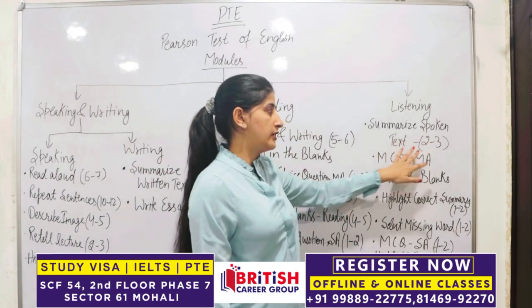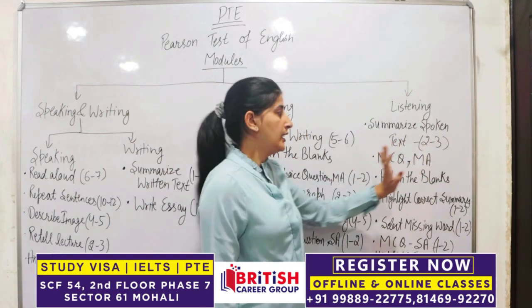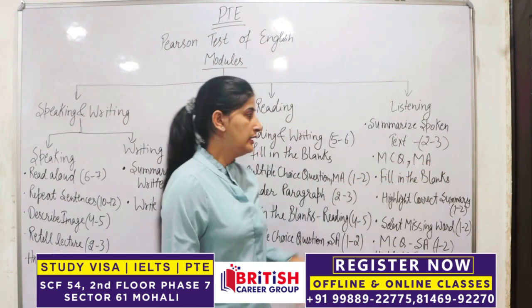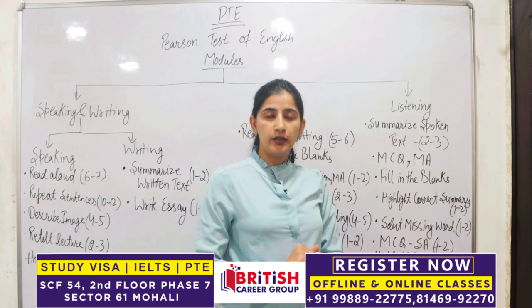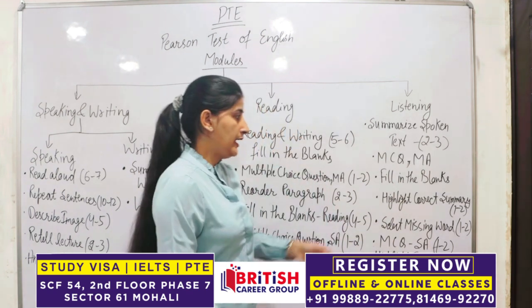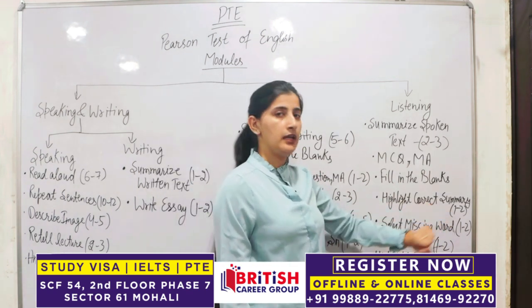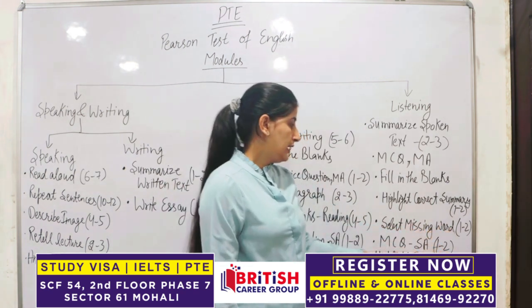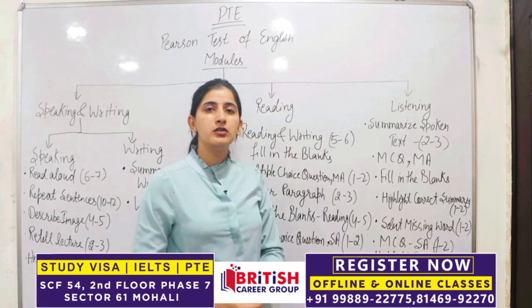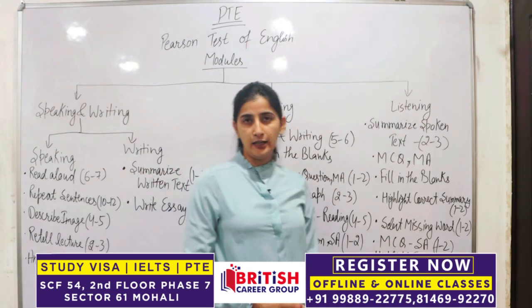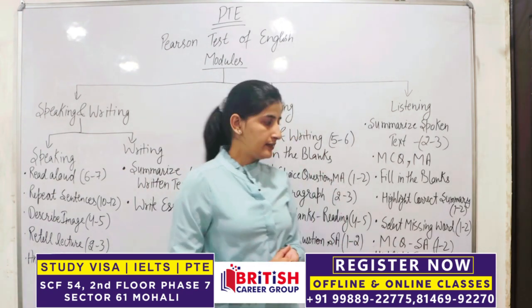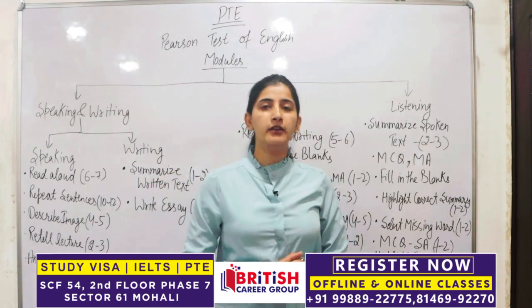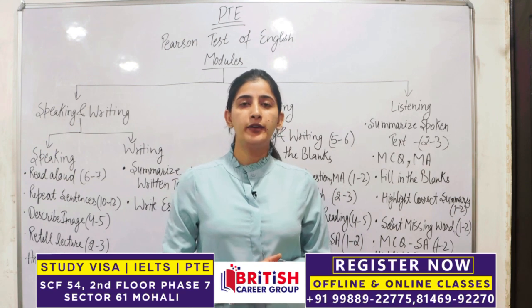Summarize spoken text can be 2 to 3, and the MCQs multiple answer can be 1 to 2. Fill in the blanks can be 2 to 3 questions in the final exams, and next highlight correct summary can be 1 to 2. Select missing words can be 1 to 2, and MCQ single answer can also be 1 to 2. The highlight incorrect words can be 2 to 3, and the last part write from dictation can be 3 to 4 questions in the final exam. This is the latest format of PTE test.